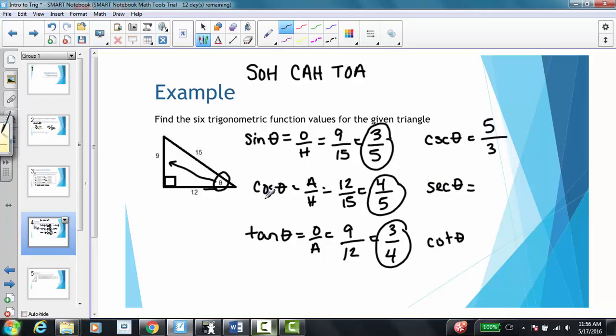Secant theta is the reciprocal to cosine theta. So I can take my already reduced fraction again and flip that, 5/4. Cotan theta is the reciprocal to tan theta. So again, I can take that reduced fraction and flip it. And so here are the 6 trigonometric function values for my given triangle.